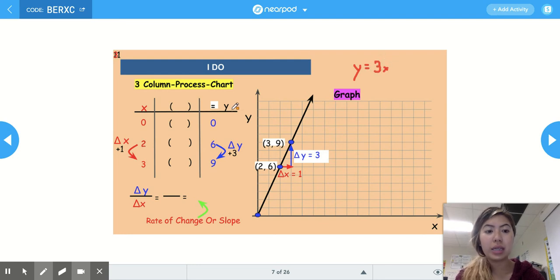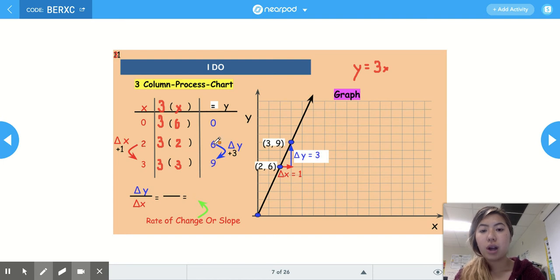So the points in the table that were in the last slide have now been translated to this chart right here with the x values and the y values. And so now that we have our equation, we can fill out the middle part of the chart. So we have 3 times x. So we're going to multiply 3 by all of our x values. So when x is 0, 3 times 0 is 0. When x is 2, 3 times 2 is 6. When x is 3, 3 times 3 is 9.